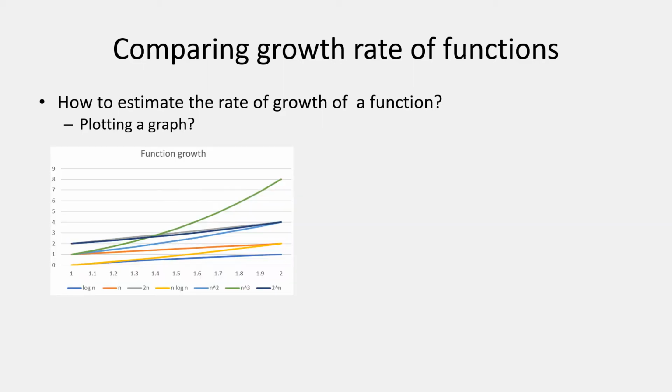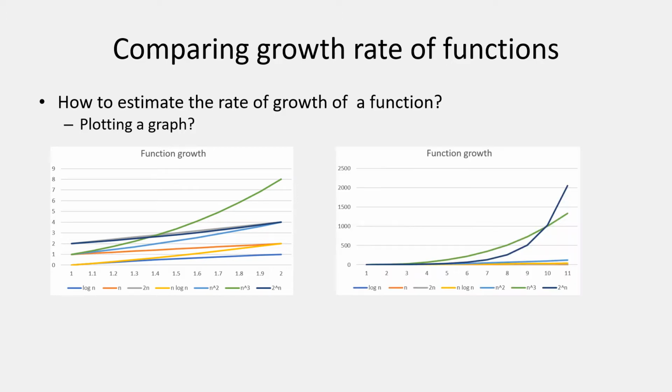So here are functions of log n, n, 2n, n log n, n squared, n cubed, and 2 to the n. The green one is n cubed, and if you look at this picture, you say, okay, so surely n cubed is by far the fastest growing function, right? Well, let's look a little bit further.